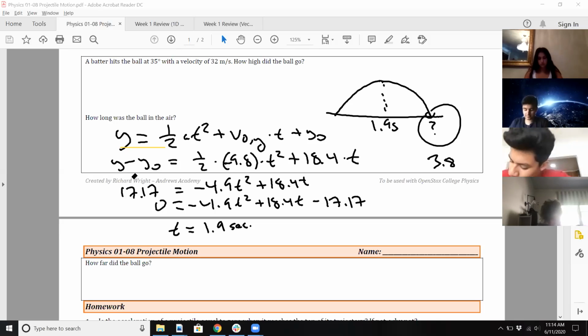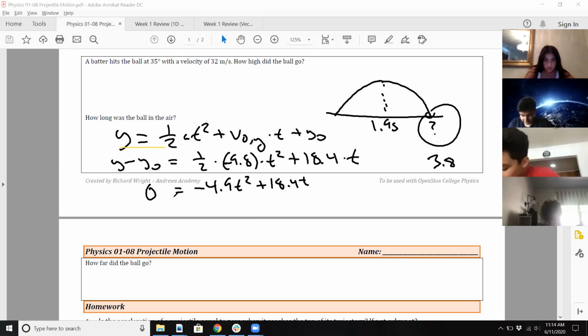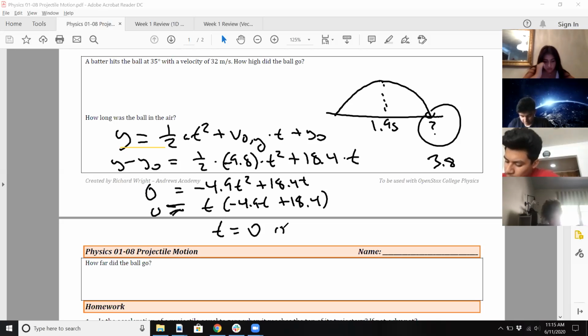So what I should have done, personally, to answer this question correctly, it's an easy fix. It doesn't require much change, but I should have put a 0 here and then factor out t. You can see why you have to be really, really careful with stuff. So t equals 0 or 3.8.